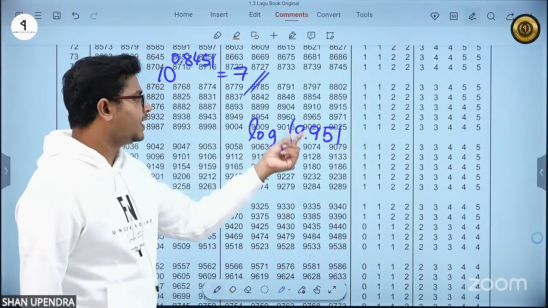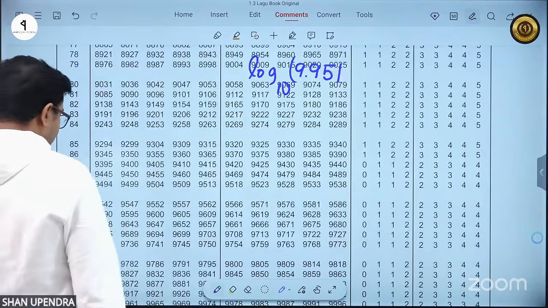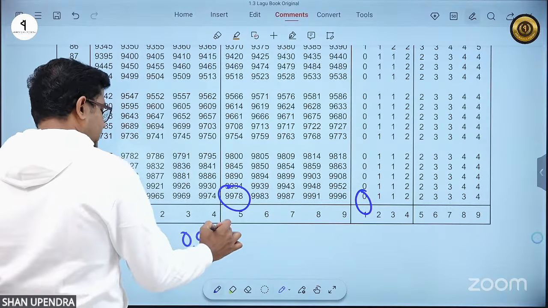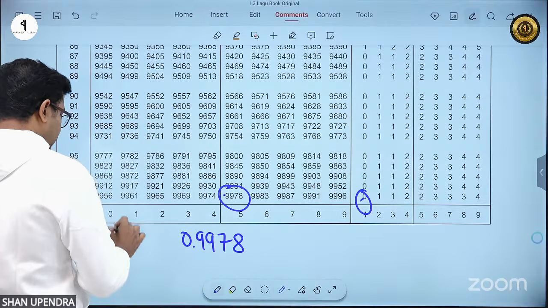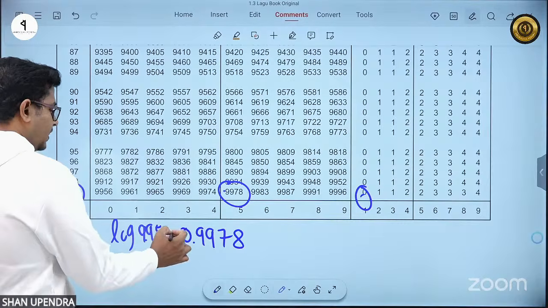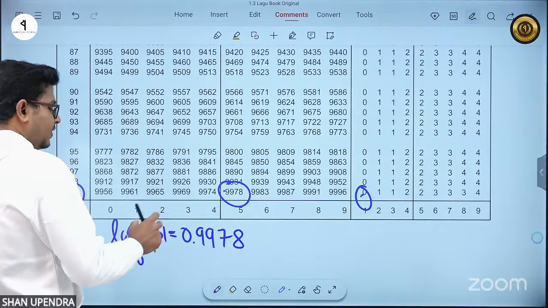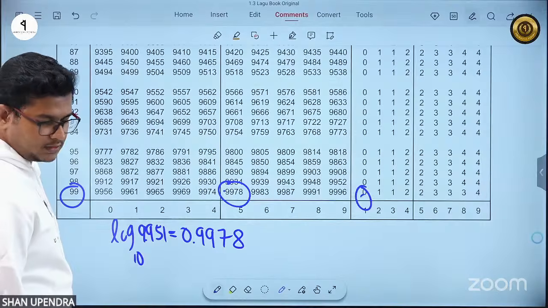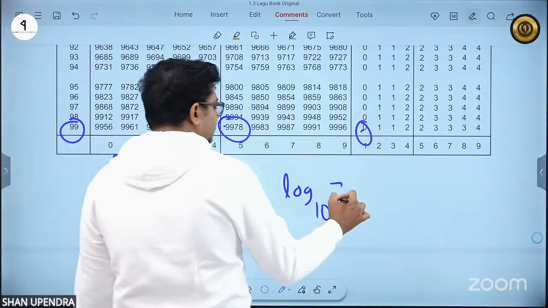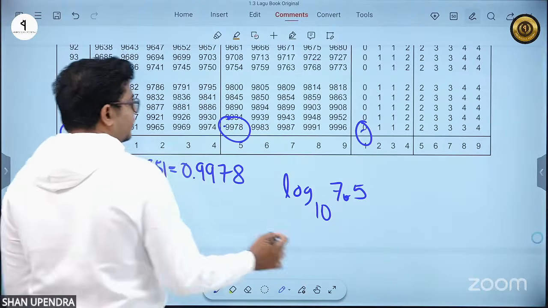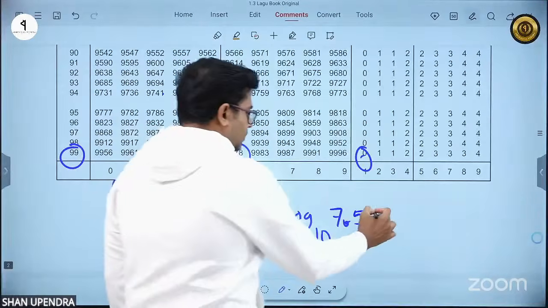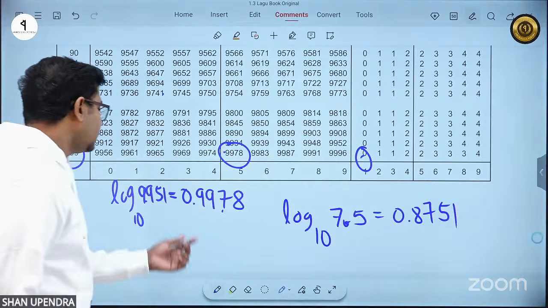If you need log base 10 of 9.9951, that means you can refer to 9951. So you can see 0.9978 is the answer for the log base 10. Up to 3 decimals you can get the answer. Okay, so let's take, I need log base 10 of, now no need to write the base 10 always, just write 7.5. So you can go for 75, and you can see this is the value 0.8751. All these values are given between 0 and 1.